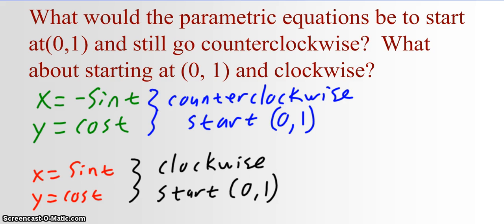Alright, so one example of starting at (0, 1) and continuing counterclockwise would be if x equals negative sine of t and y equals cosine of t. You could also say x equals sine of negative t, y equals cosine of t. You could say x equals sine of negative t, y equals cosine of negative t. That would work as well. Going clockwise, we could have x equals sine of t, y equals cosine of t. That would start at (0, 1) and go clockwise.